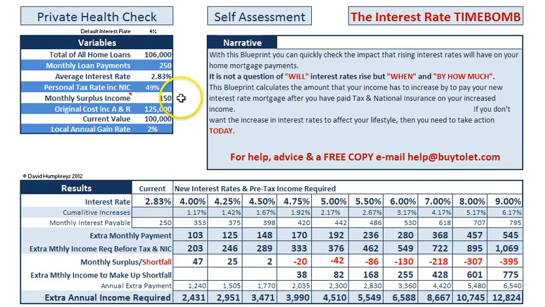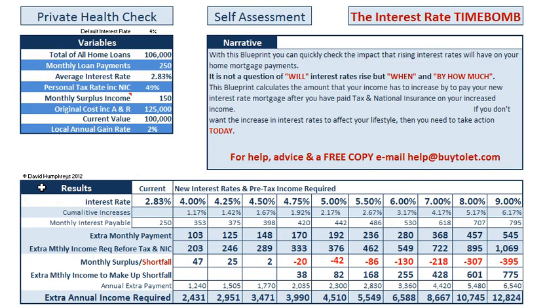The next thing we need to look at is whether you have any monthly surplus income. Do you have any slack? Could you afford to pay an extra £50 on your mortgage without it affecting your lifestyle? Now I need to also know the original cost of your property, including acquisition and refit, its current value, and once again what you think the local annual gain rate will be.